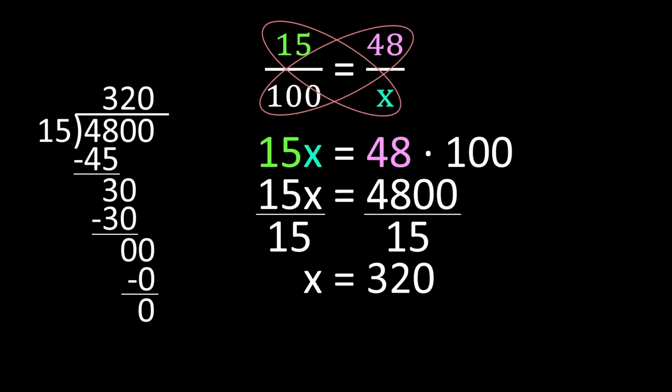We were solving for the whole this time. So the total amount of tulips that were delivered is 320.